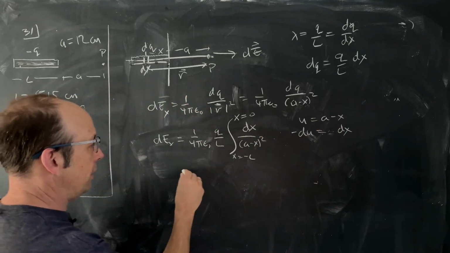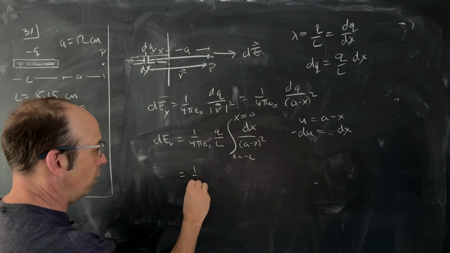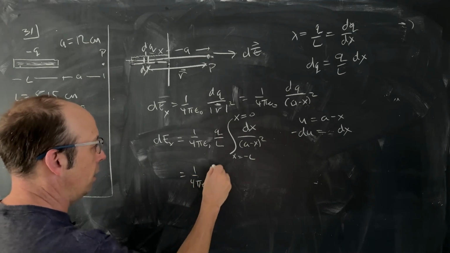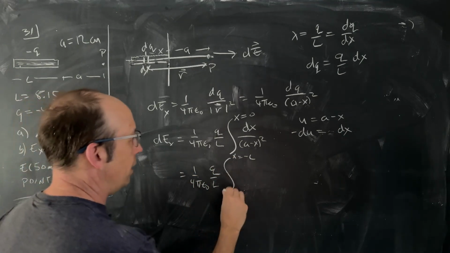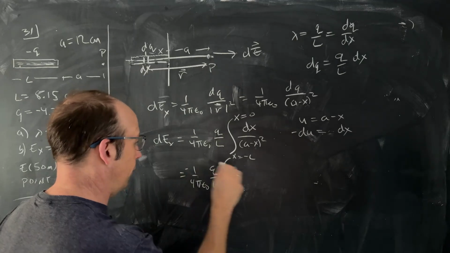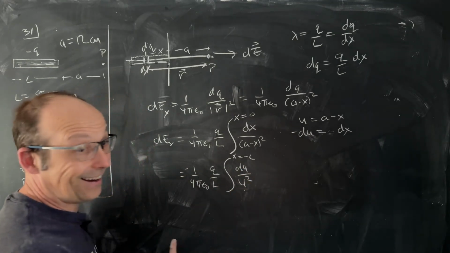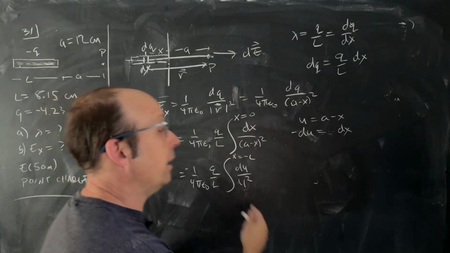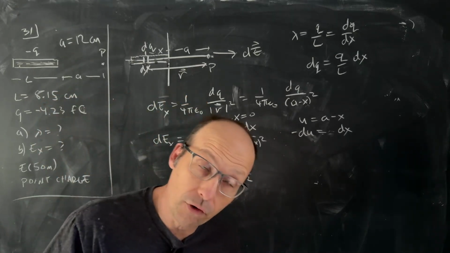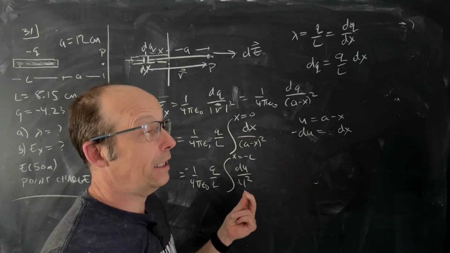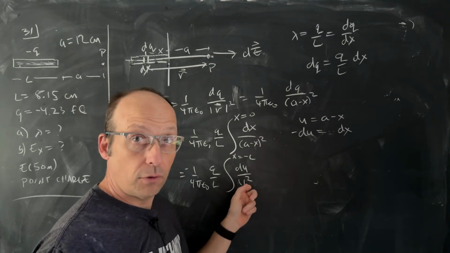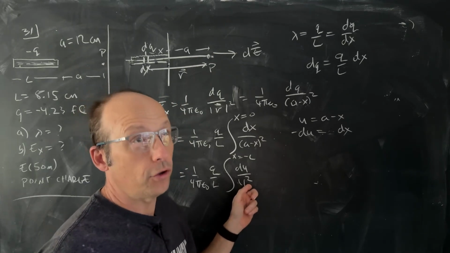So if I substitute that in, I get all this constant, 1 over 4 pi epsilon naught q over L, the integral of negative du over u squared. Now that I can integrate, right? Because I have u to the negative 2. I can do an antiderivative. So what do I take the derivative of to get 1 over u squared? And that'd be 1 over u.